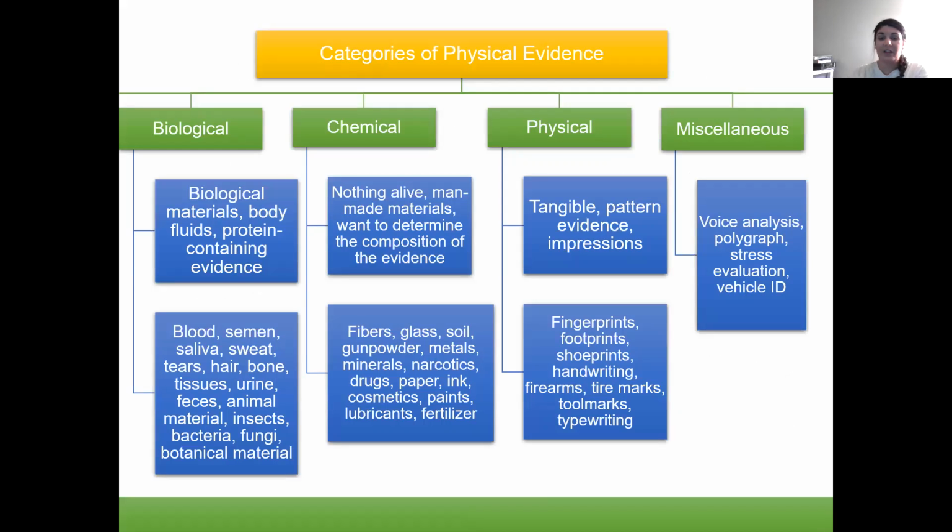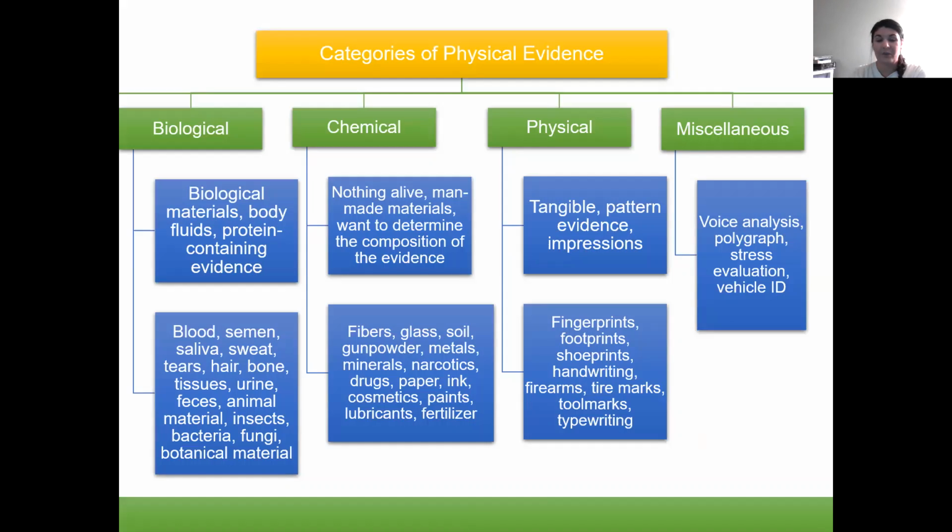This is a graphic, again, of the categories of physical evidence that goes over what we just talked about. Different main categories are biological, chemical, physical, and miscellaneous. So biological has body fluids, protein-containing evidence, and there's a lot of different types of it. Blood, semen, saliva, sweat, tears, hair, bone, tissues, urine, feces, animal material, insects, bacteria, fungi, and botanical materials, to name a few. Chemical, nothing alive, man-made materials.